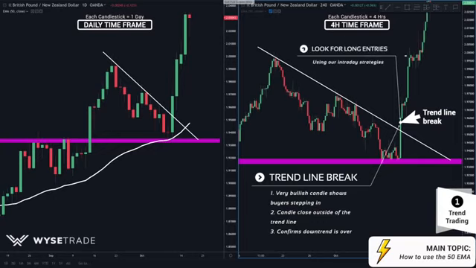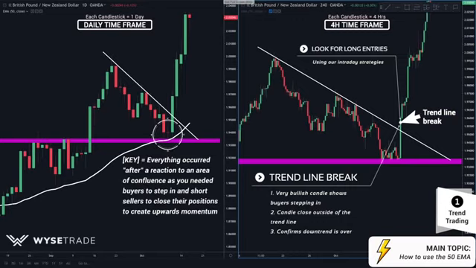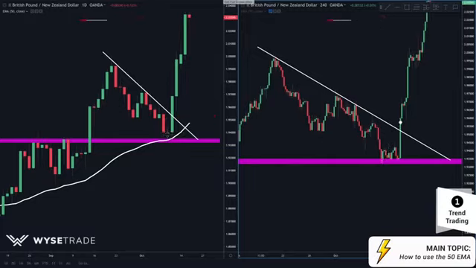You would then start looking for long trades through the lower timeframes with a breakout or a momentum play, as your directional bias is now confirmed. The most important part is that this all occurred after the reaction to the area of confluence, because you needed traders to enter long and short traders to close their positions to create upwards momentum. So moving on.